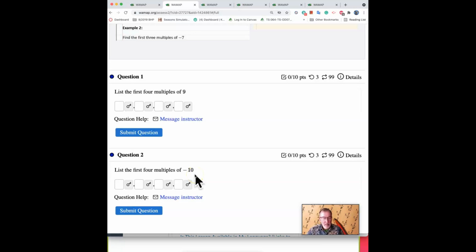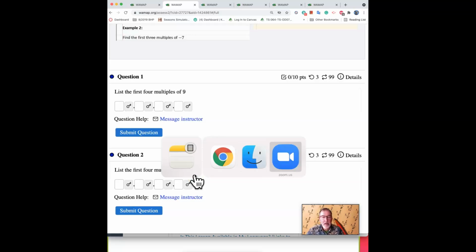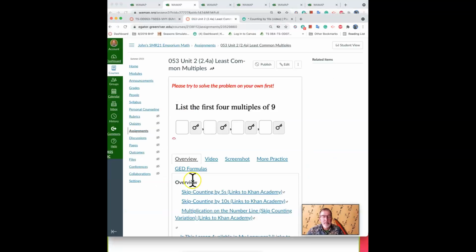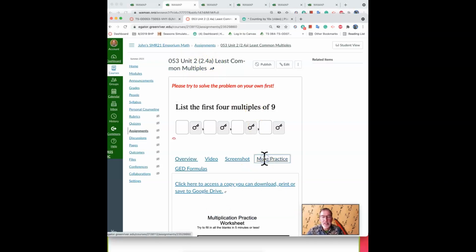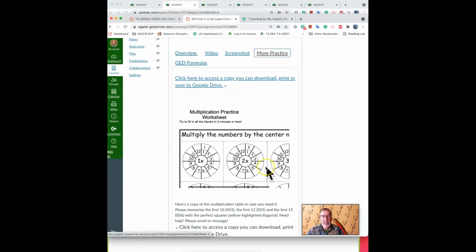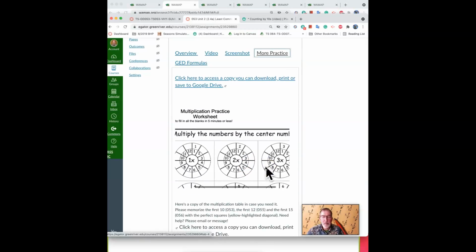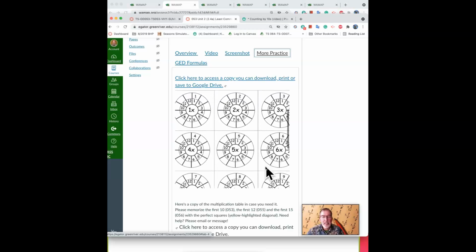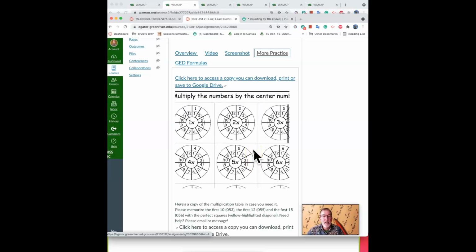So before we get started on these, I thought we could look at the Canvas shell, which has this 2.4a lesson. I've got some practice sheets here that you can use. And one is a practice in skip jumping, and this will help you also with the multiplication table if you are still working on it.